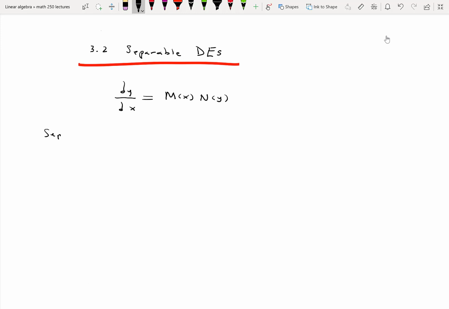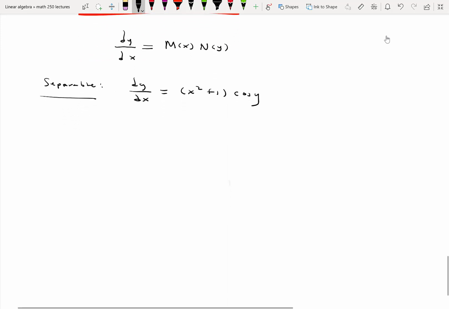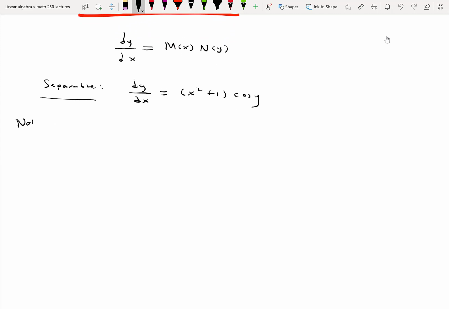So for example, a separable differential equation would be dy/dx equals (x squared plus 1) cosine y. So it's one function of x times one function of y, the derivative. Not separable would be dy/dx equals, let's say, x squared plus y squared. The first differential equation has a solution that's not very difficult to find.